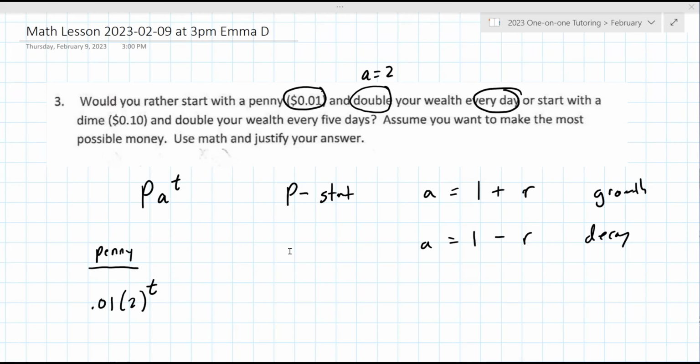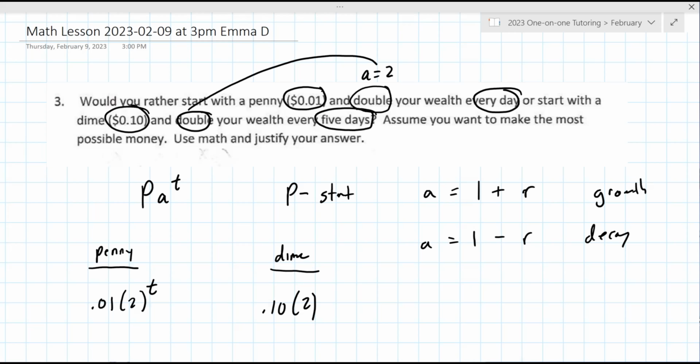Now the dime is different. A couple things are different. What are you starting with for the dime? 0.10. Okay, it's still doubling, so that means your A is still 2. But it's every 5 days. And this is where it's probably very unclear. You divide the time by the doubling period.